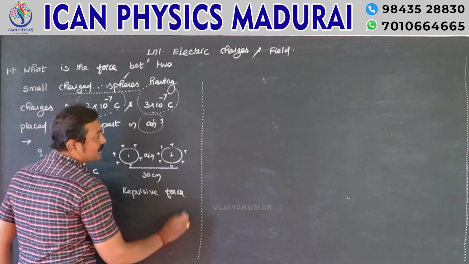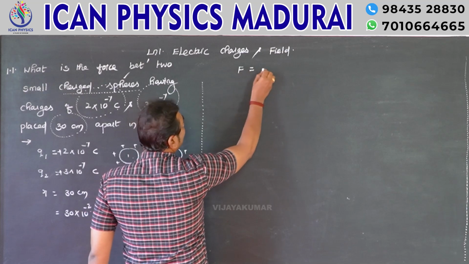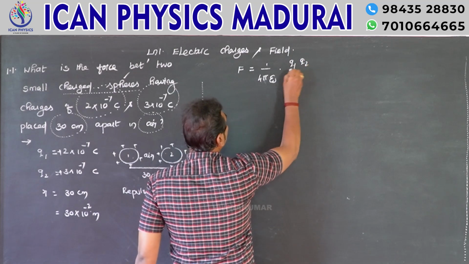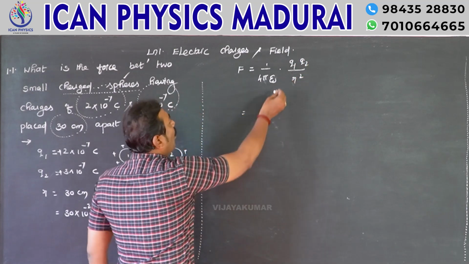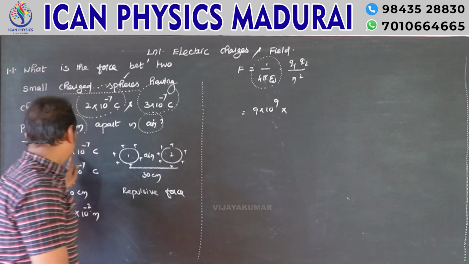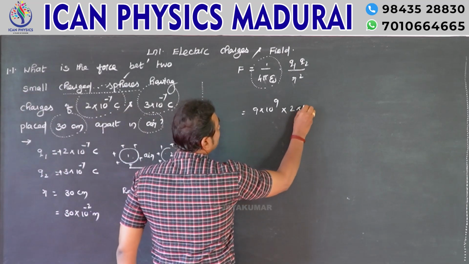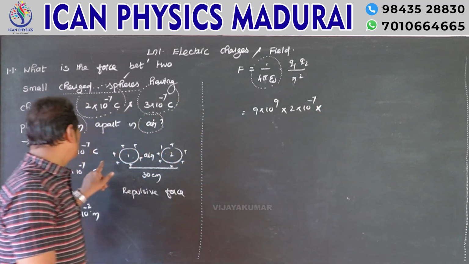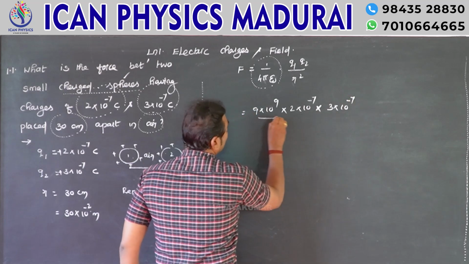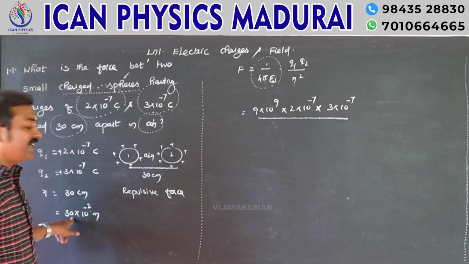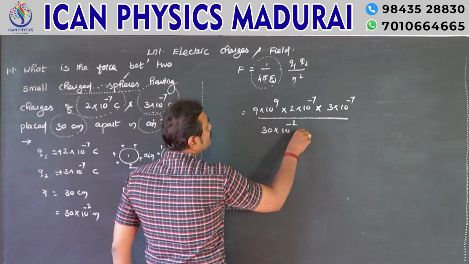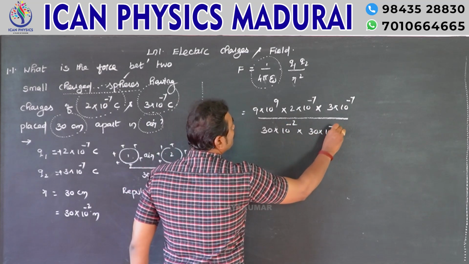So what is the formula to calculate the force? It is F equal to 1 by 4 pi epsilon 0 Q1 Q2 by R square. 1 by 4 pi epsilon 0 is 9 into 10 to the power 9, into Q1, that is 2 into 10 to the power minus 7, into Q2, that is 3 into 10 to the power minus 7, divided by R squared. What is the value of R? 30 into 10 to the power minus 2, so 30 into 10 to the power minus 2 into 30 into 10 to the power minus 2.